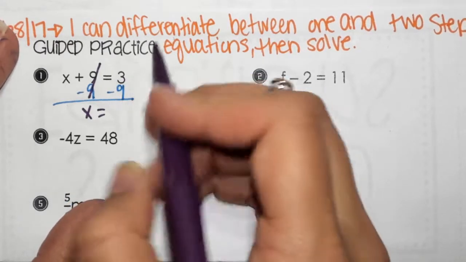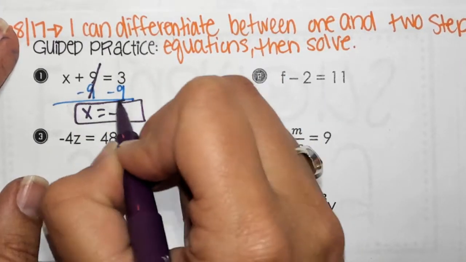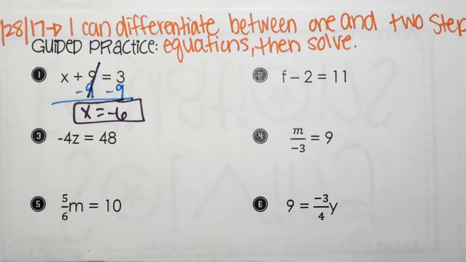All right, what's 3 minus 9? Negative. And boom, we're done. How many steps did that take? Magic. Move on to number 2.